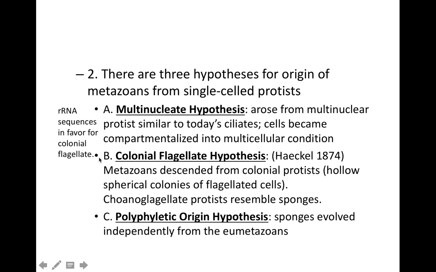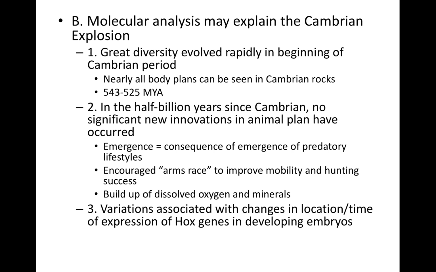And of the three, the colonial flagellate hypothesis is the favorite due to our RNA sequence data that kind of backs it up. But that's as far as we've gotten with that. So molecular analysis can maybe explain the Cambrian explosion. The Cambrian explosion occurred about 543 to 525 million years ago, and it was just this rapid explosion of diversity of animals where we can actually see nearly all of the body plans that we see today in the Cambrian period. And since the Cambrian period, we really haven't seen any new innovations in body plans. And so we just think maybe all that data that we're looking at with molecular analysis might explain why we see this explosion during the Cambrian period.